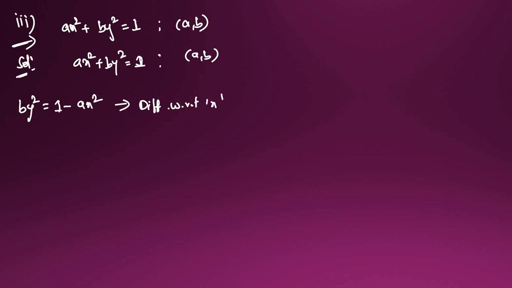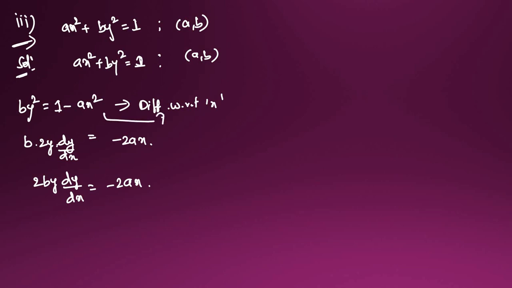So by square, b is a constant, so it will become b into 2y into dy by dx. And after that, 1 is a constant so it is 0, and minus 2ax will come here. So it will become 2by into dy by dx is equal to minus 2ax. Let us think of this as the first equation, and this as the second one.